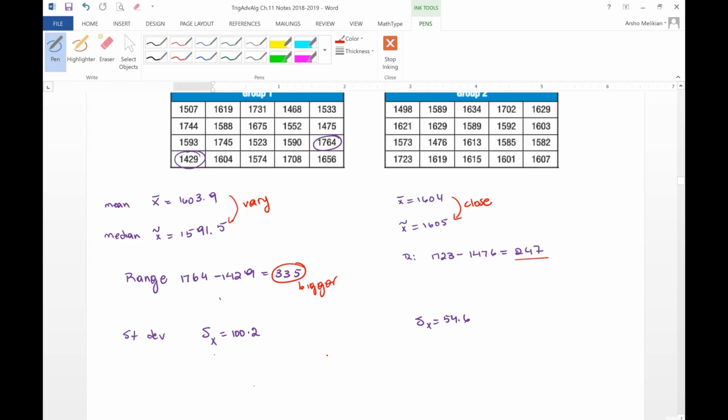Third thing we're going to look at is the standard deviation. The standard deviation here is much bigger, and the standard deviation here is much smaller. What does that mean? That means a particular data value will be a lot farther from the average in group 1, but a particular data value in group 2 will be closer to the mean. So because of all of these put together, we can conclude that group 1 has a greater variation.